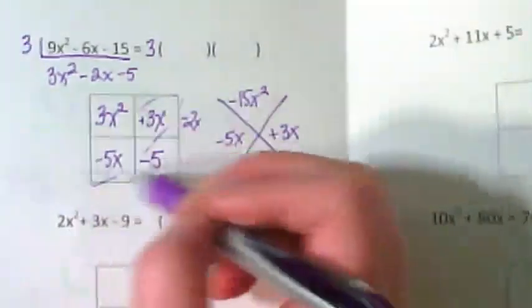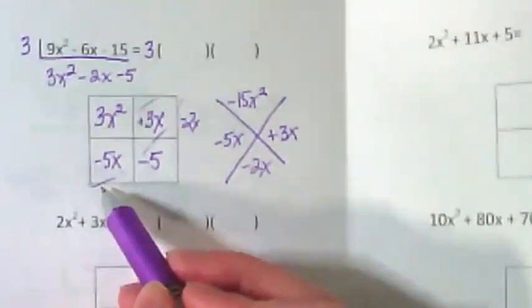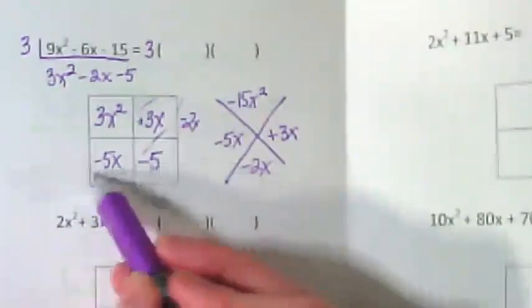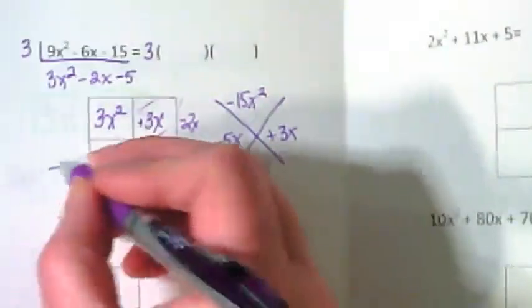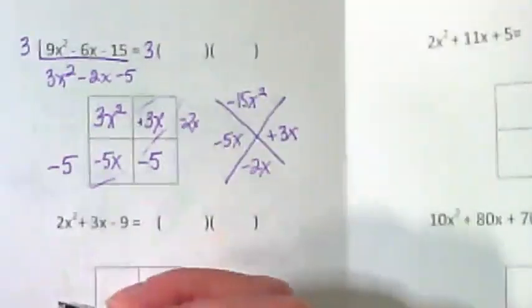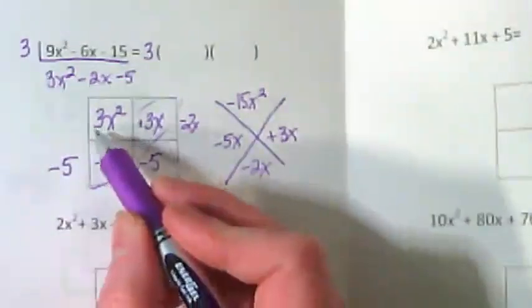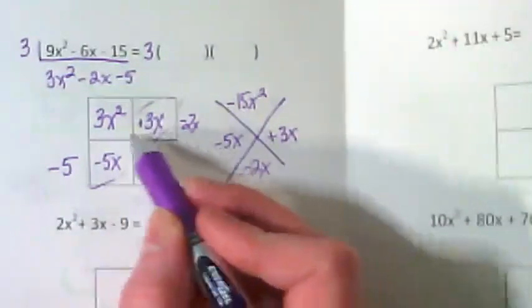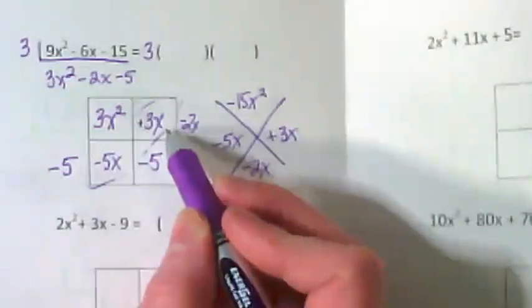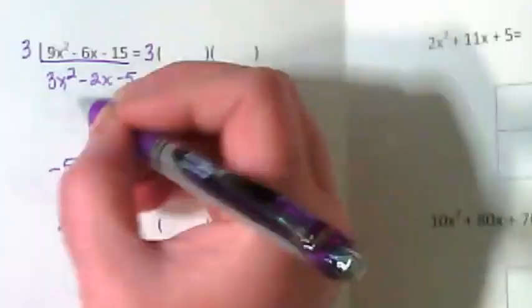So when I look at this first, what I'm looking for are things I see in common. I see a negative 5 down here going across, don't you? So I'm going to put a negative 5 here. What do we see going across the top? Yeah, we're looking for the greatest common factor of both of those, aren't we? And it's 3x.